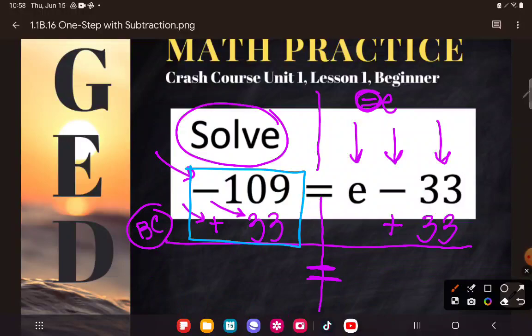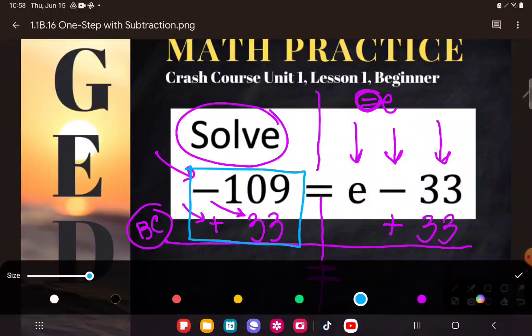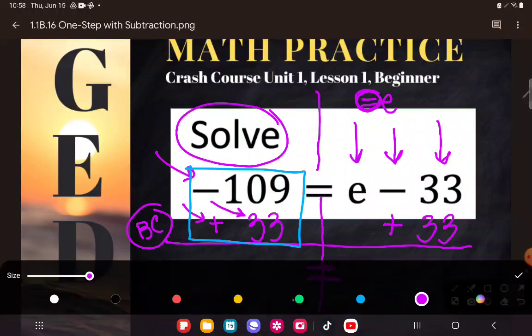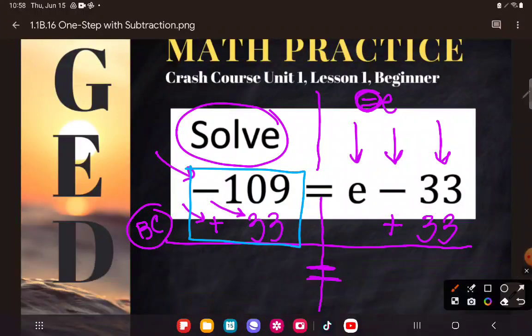And remember, please use your calculator for this, okay? You don't need to know how to do the negative. So I'm going to type this into my calculator, negative 109 plus 33, and I get negative 76. Negative 76 is the new left-hand side.